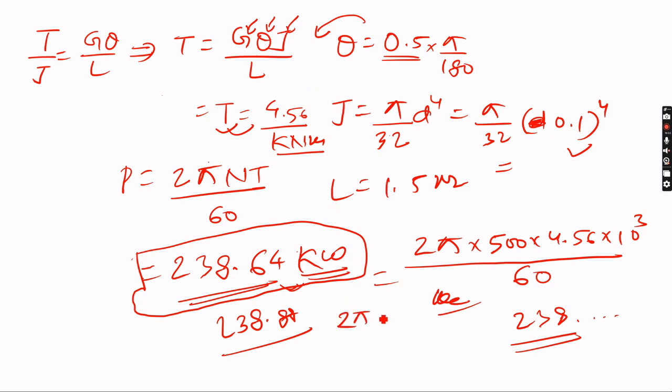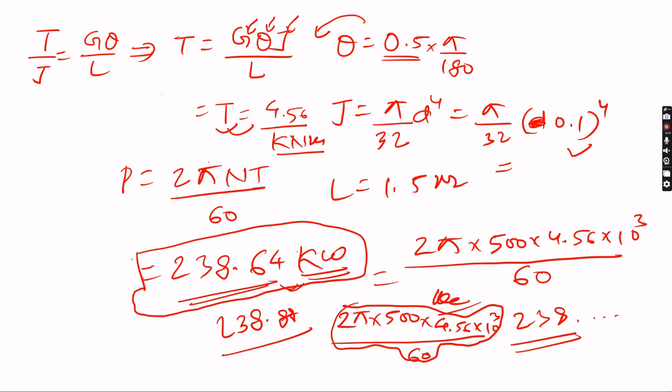Your answer is going to be 2 pi n. N is what? 500 rpm. T is coming 4.56 into 10 to the power 3 divided by 60. You solve this expression, whatever value will come, it will be the answer. So I will solve it for you.